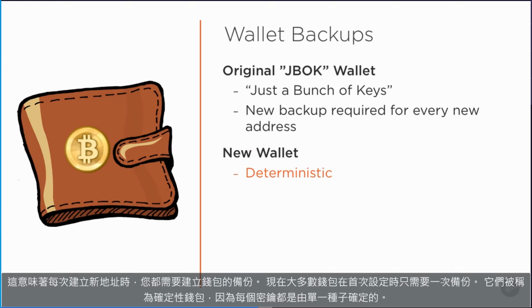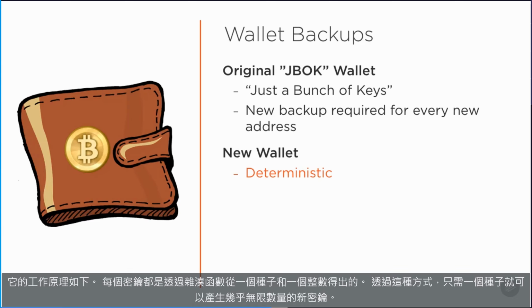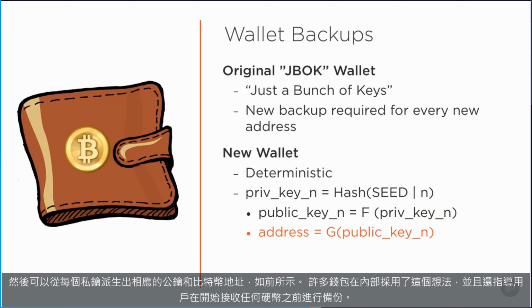They're called deterministic wallets, as every key is determined from a single seed. Here's how this works. Each key is derived from a seed and an integer through a hash function. In this way, a nearly infinite number of new keys can all be made from a single seed. The corresponding public key and Bitcoin address can then be derived from each private key as shown before. Many wallets use this idea internally and are also guiding users to make backups before beginning to receive any coins.